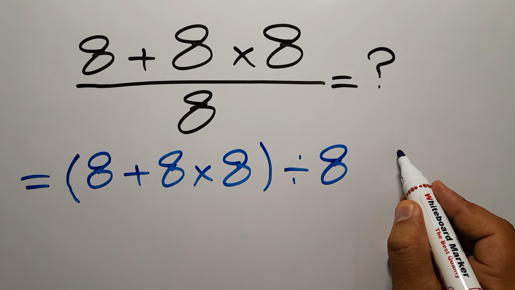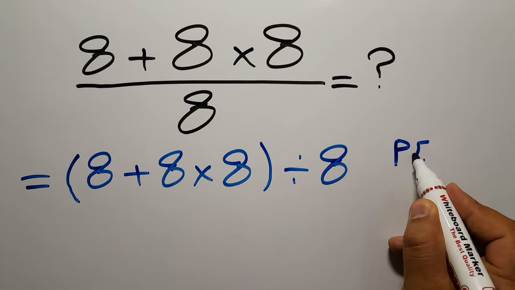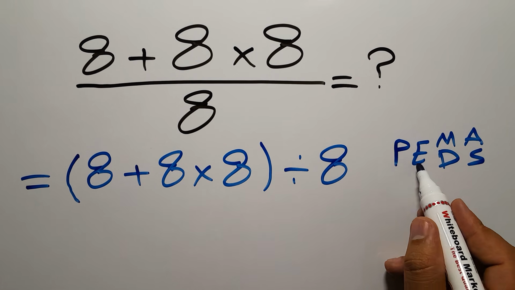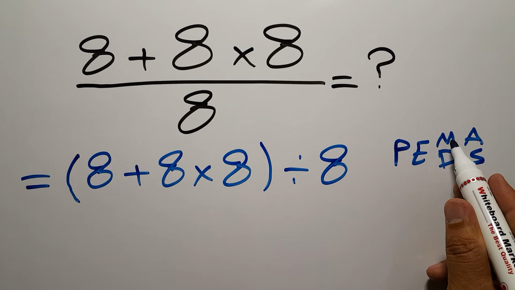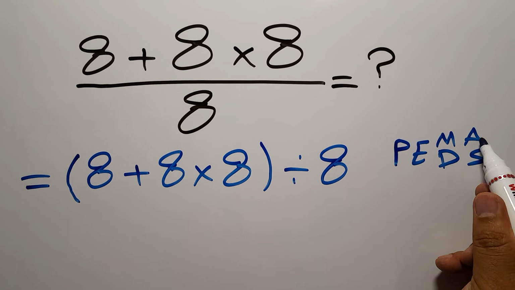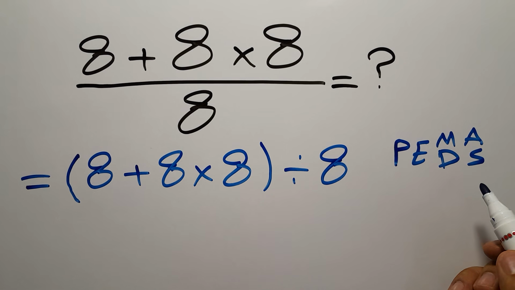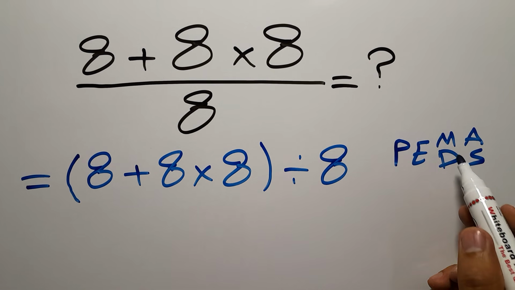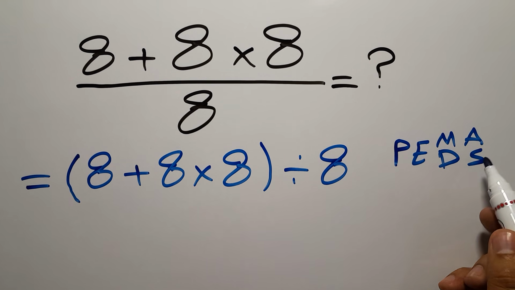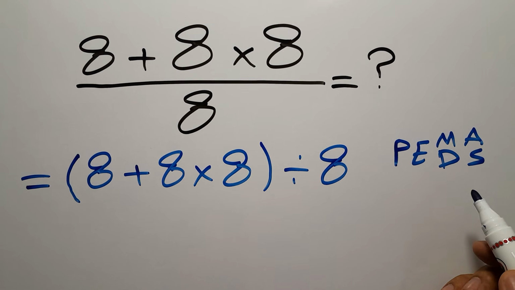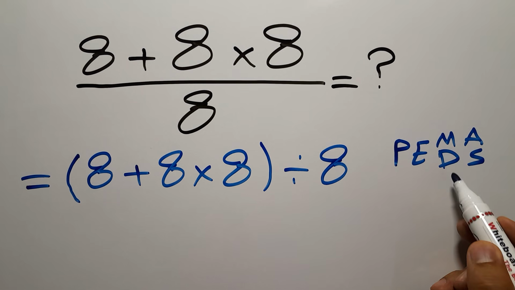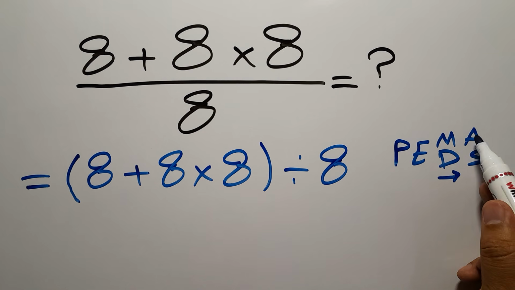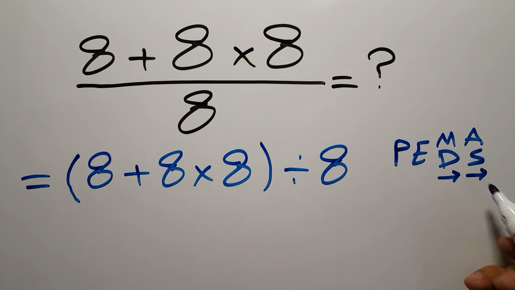According to the order of operations, which is PEMDAS, P stands for parentheses, E stands for exponents, M and D stand for multiplication and division, and A and S stand for addition and subtraction. First we have to do parentheses, then exponents, then multiplication or division, and finally addition or subtraction. Remember that multiplication and division have equal priority and we have to work from left to right. And the same applies to addition and subtraction.